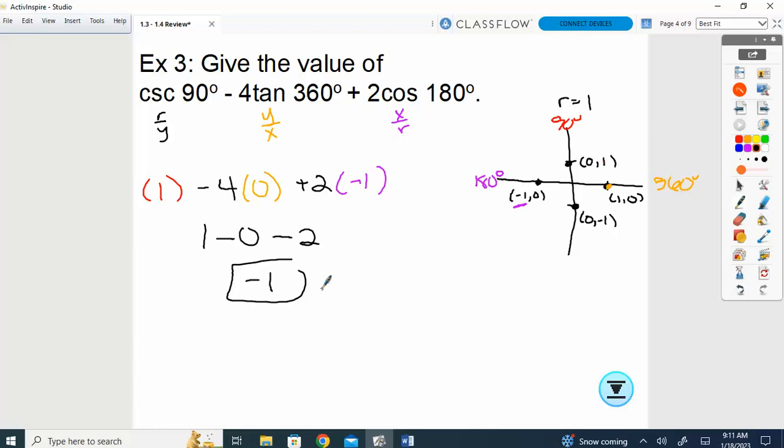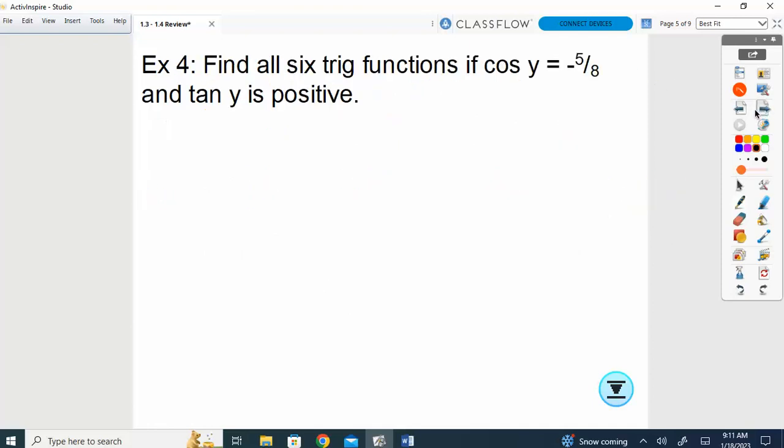So far, so good? Let's do just a few more. These were more like yesterday. I gave you what one of the trig functions was equal to, and we have to find the rest of them.